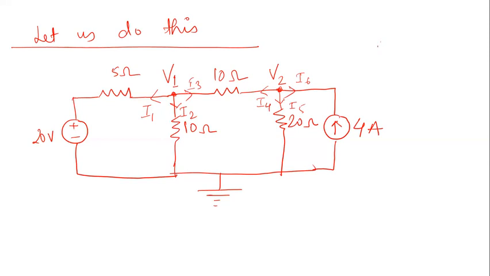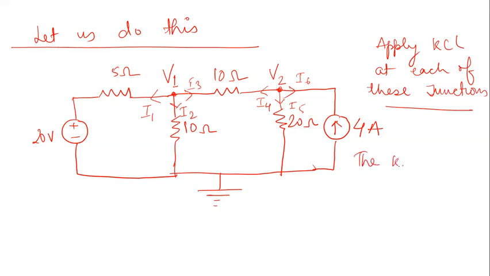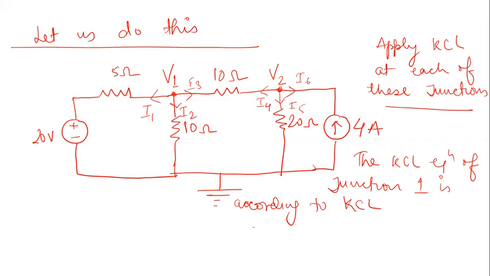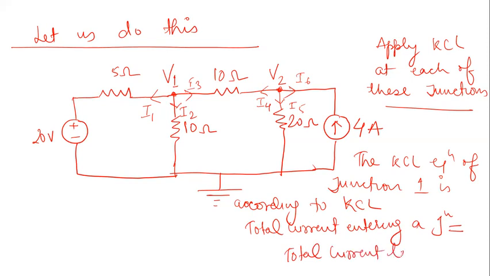Now we will apply KCL at each of these junctions. So the KCL equation of junction 1 is, now what does KCL state? KCL states that the net current entering a junction is equal to the net current leaving the junction. So according to KCL, total current entering a junction is equal to total current leaving that junction.